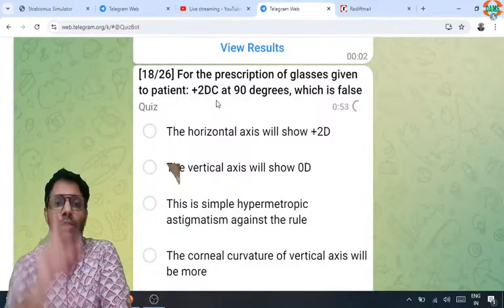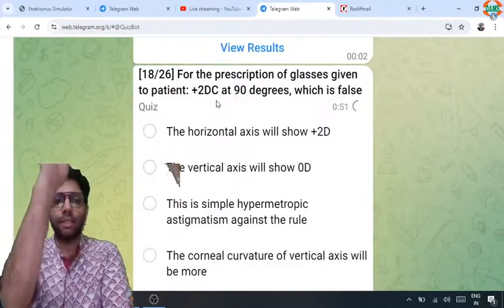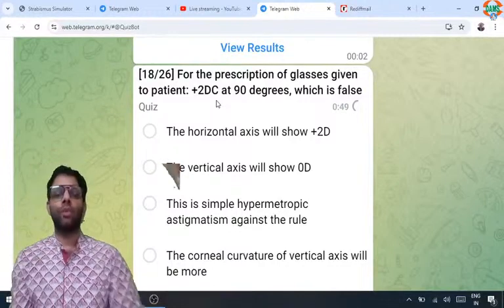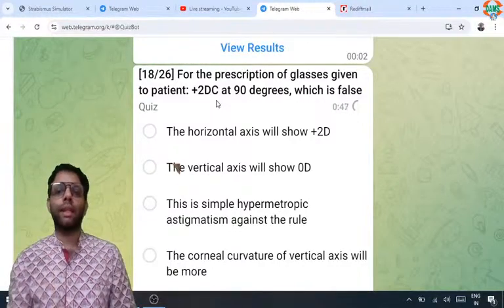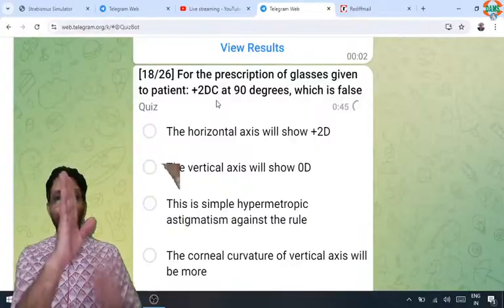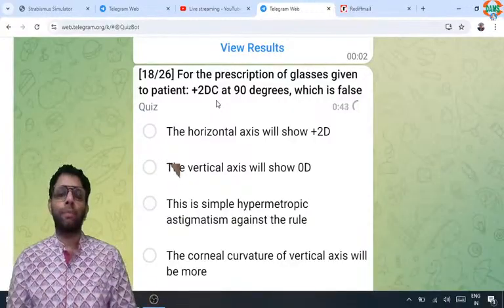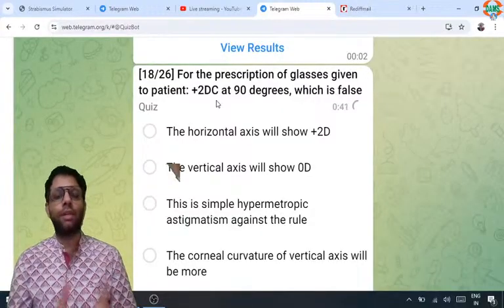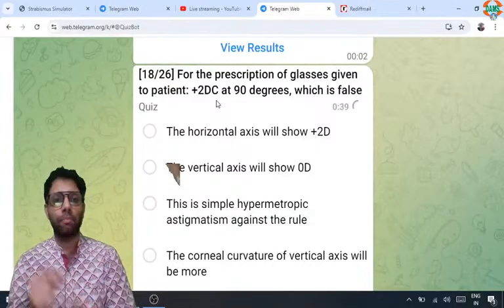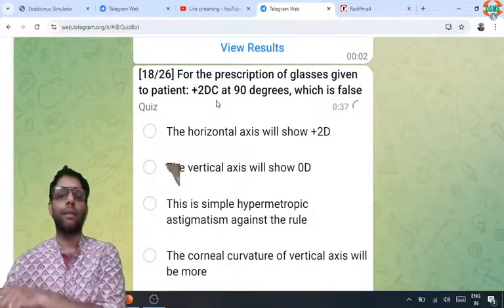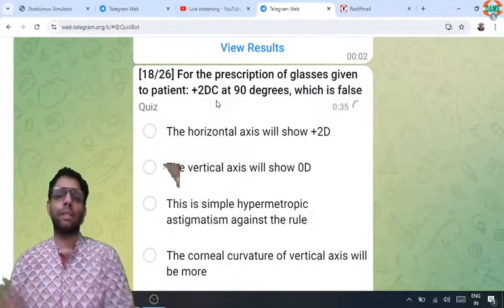If the plus 2 diopter cylinder has a 90 degree axis, meaning vertical axis, it works in the horizontal axis. I hope you know this. Cylinders always work at 90 degrees to where they are kept. So vertical is 0 and horizontal is plus 2. 0 means the rays in the vertical axis are focused on the retina. Plus 2 means the rays are focused behind the retina. Means simple hypermetropic astigmatism is there.